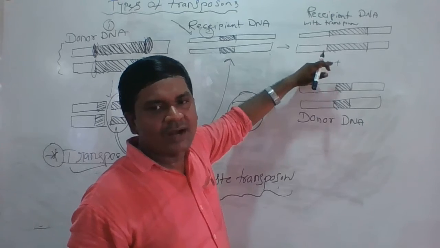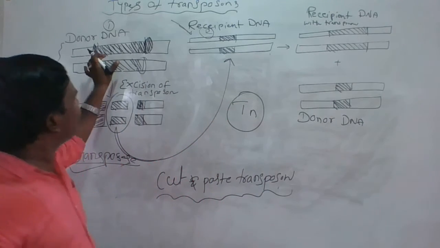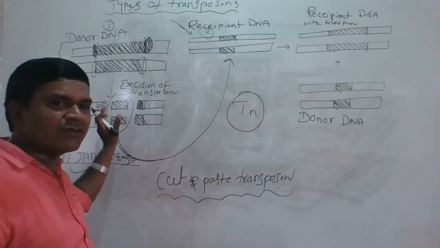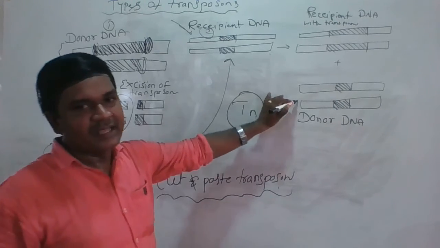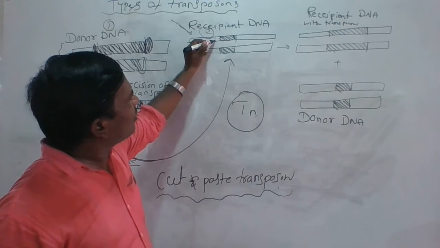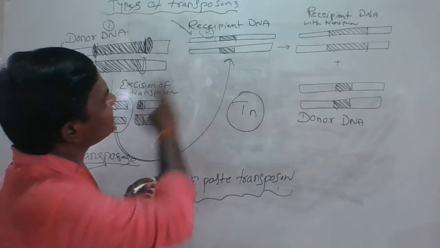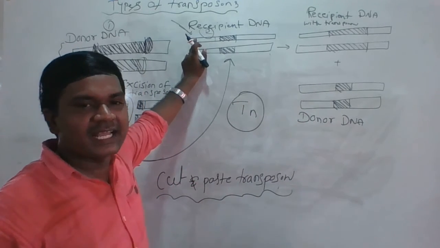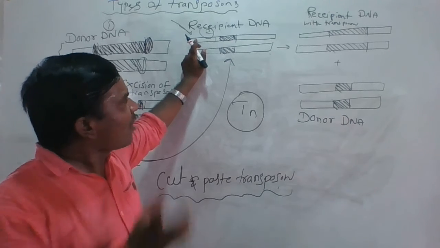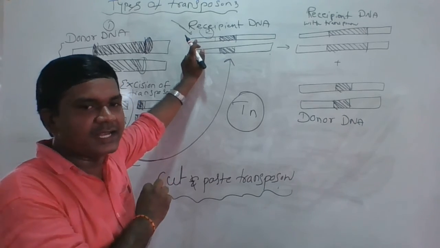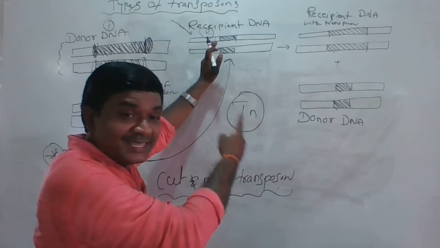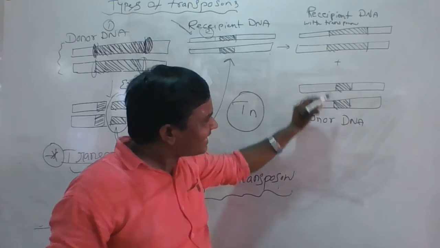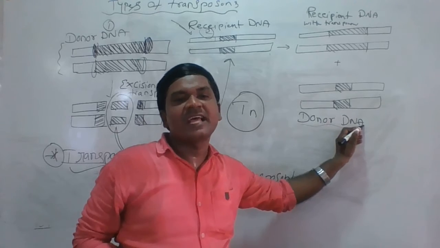Why this variation? In the donor DNA, because one transposon piece is cut, the length decreases. But the recipient DNA already has a transposon, and the excised pieces attach to it, so its length increases. So after attachment of the excised transposon from donor DNA to recipient DNA, there is an increase in the length of the recipient DNA with transposon, but there is a decrease in the length of the donor DNA.